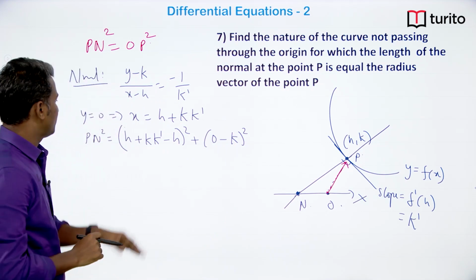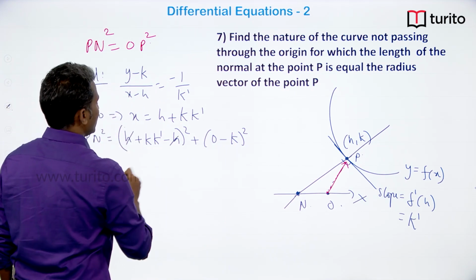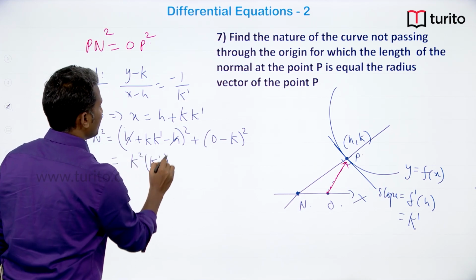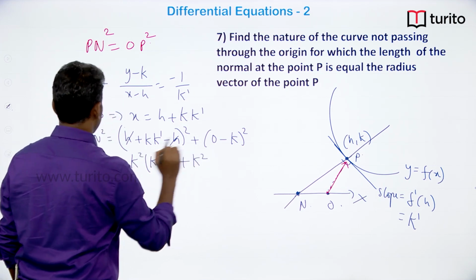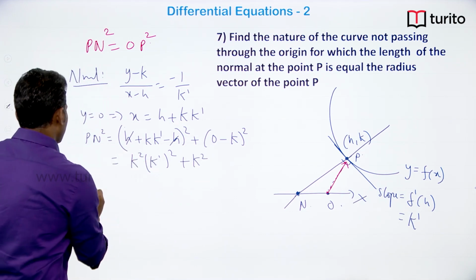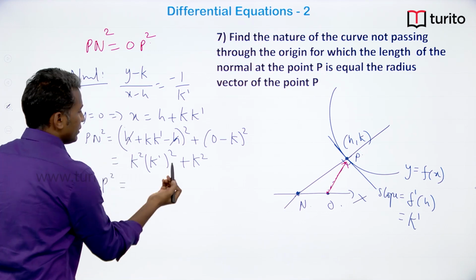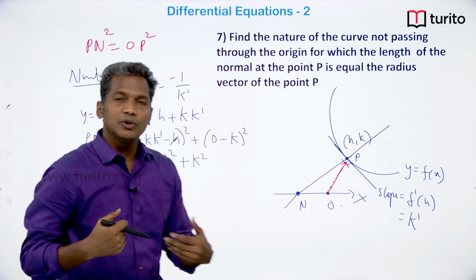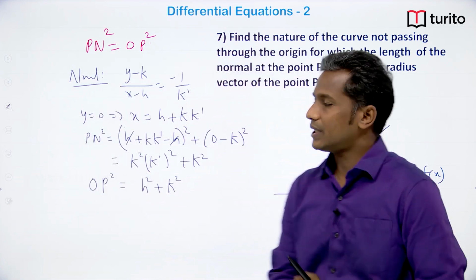This becomes our PN square. Here h may get cancelled, so we may write this as k square into k dash square plus k square. This is our PN square. Now what about OP? OP is basically the radius vector, so we can directly write this as the sum of squares of both x and y coordinates.